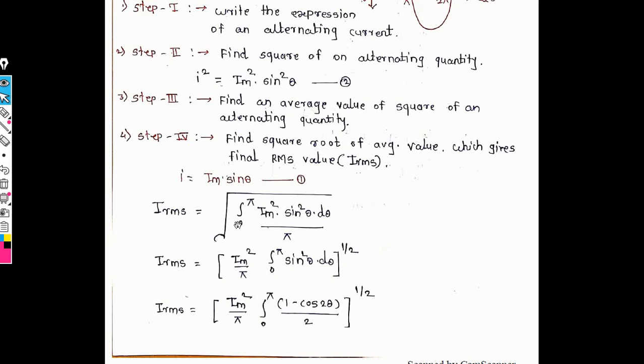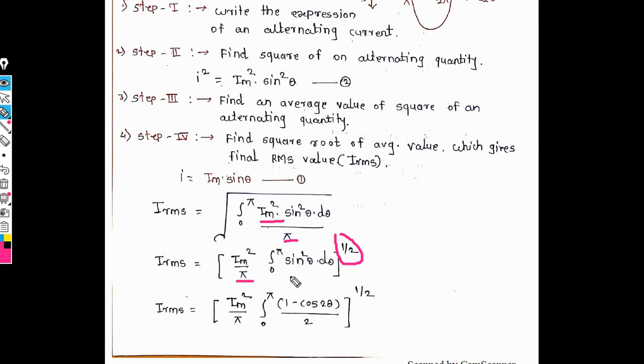We have to consider the integral from 0 to pi of Im square into sin square theta d theta over the length of the path, that is, we have considered pi. Then we take the square root, written in the form of 1 by 2. The next equation is IRMS equals Im square upon pi: these two constant values are taken outside the integration, that is Im square upon pi, integral 0 to pi sin square theta d theta, and the square root is here.